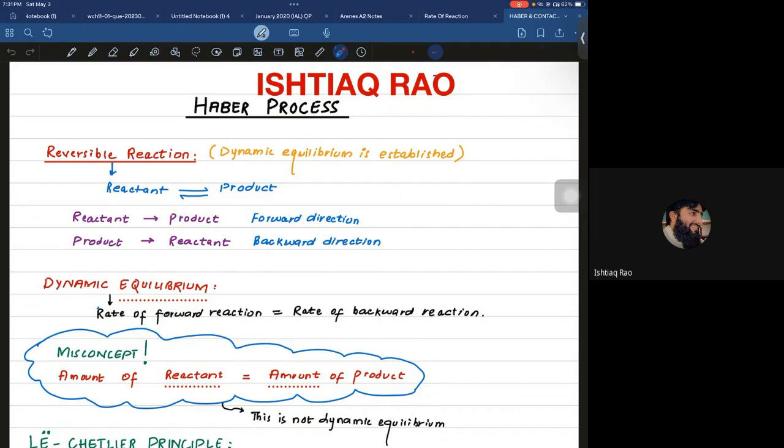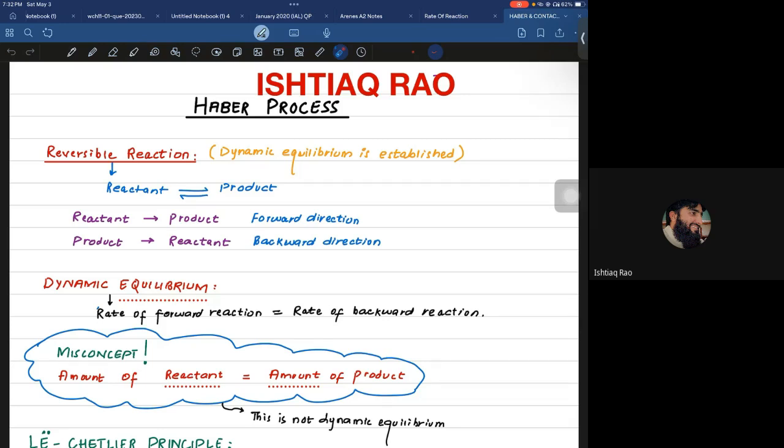The first arrow is toward the product and the other arrow is toward the reactant. You can see half arrow, half arrow. The first arrow is towards the product and the second arrow is towards the reactant. So a reversible reaction is represented by a double arrow.